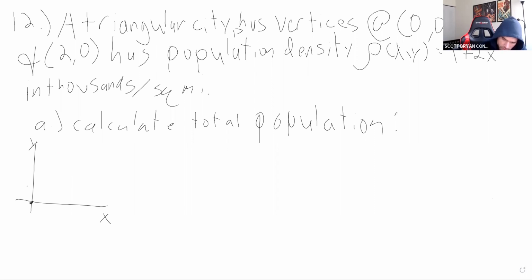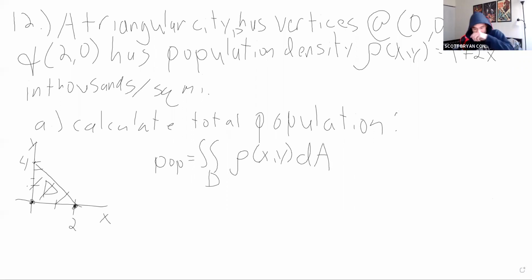So we have vertices at (0, 0), (2, 0), and (0, 4). Okay. So our total population is, of course, the integral over D of the density, the population density, with respect to area. So let's find the bounds and plug this in.